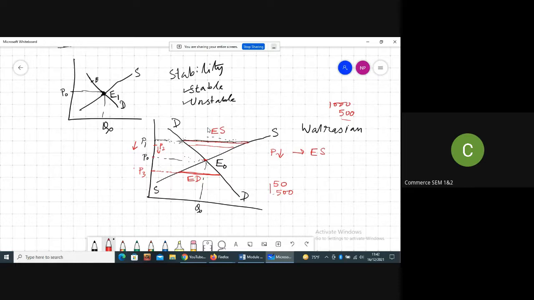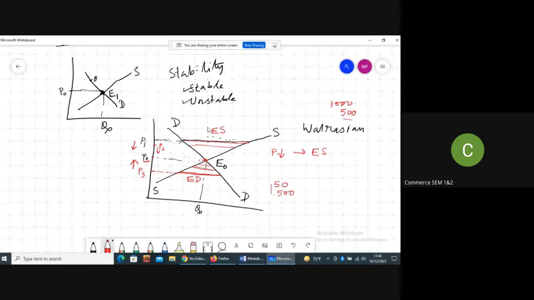So in a way, the price of samosa will start to rise. As the price of samosa rises, the amount of excess demand decreases. As we are moving closer to point E0, eventually the price will come back to P0, and the equilibrium will be restored to the initial equilibrium point E0. So price will go up if there is excess demand. Clear?